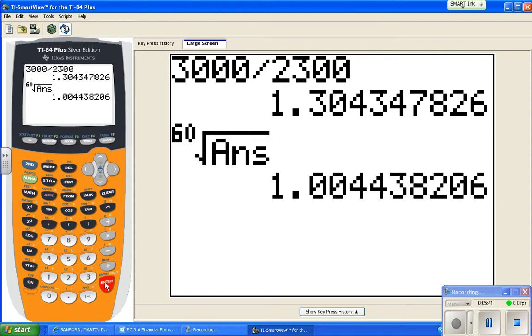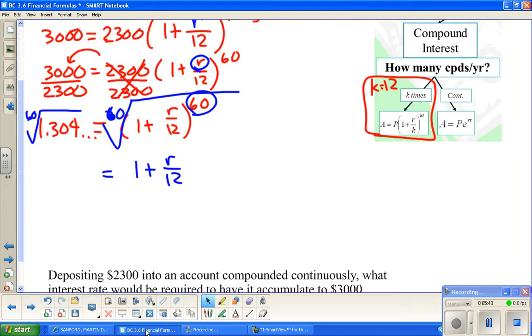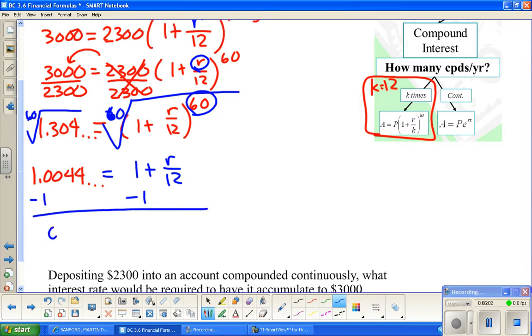So this says 1.0044. Again, I'm going to write 1.0044, but I'm really keeping a whole lot more than this. If I just round this to 1.0, my whole answer is going to get thrown off because I'm going to subtract 1, I'm going to multiply by 12, and it'll throw things off. Okay, just trust me on this. Minus 1, minus 1. So this becomes 0.0044, etc., equals r over 12.